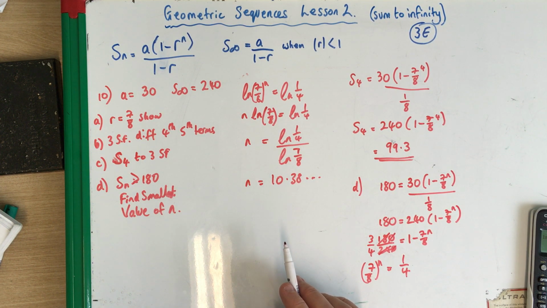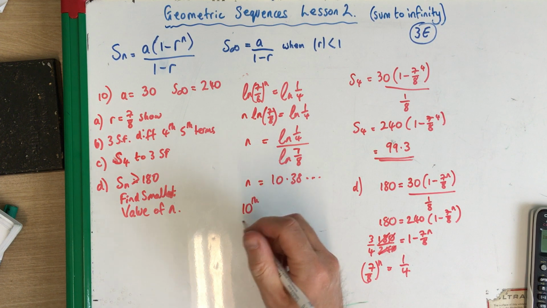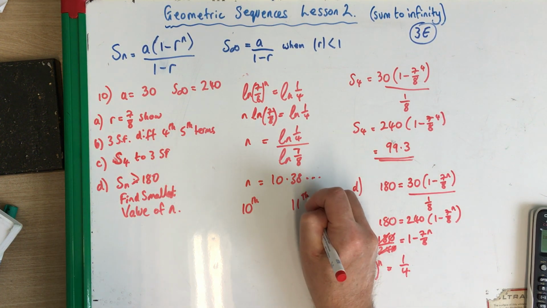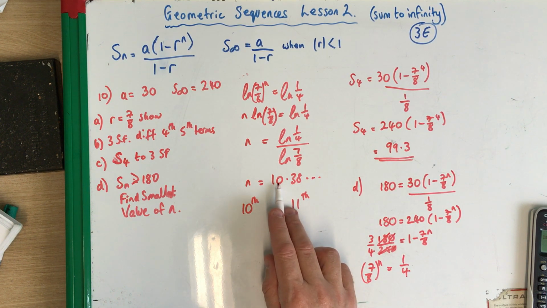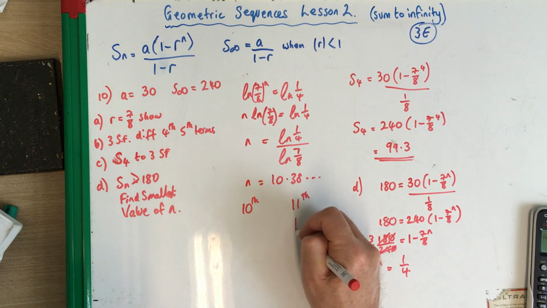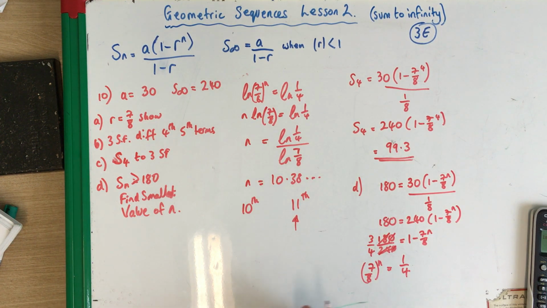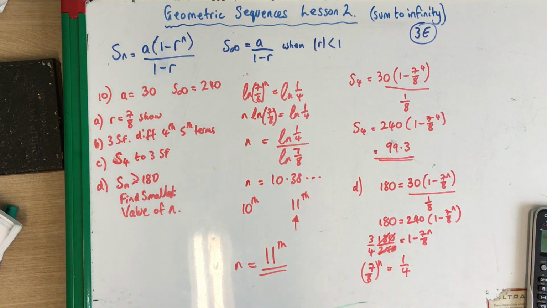And the question actually says calculate the smallest possible value of n. So you can't have the 10.38th term, you can have the 10th term, or you can have the 11th term. The 10th term would give a sum that is slightly less than 180, and the 11th term would be the first one where it's bigger than 180. So when n is 11, it's the 11th term. So you just think about it logically at the end.